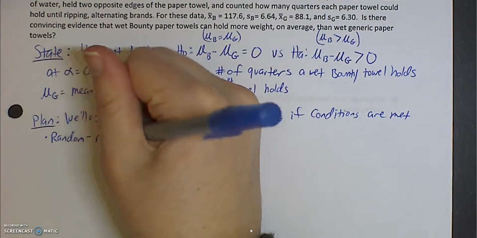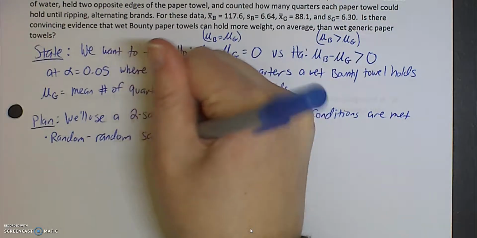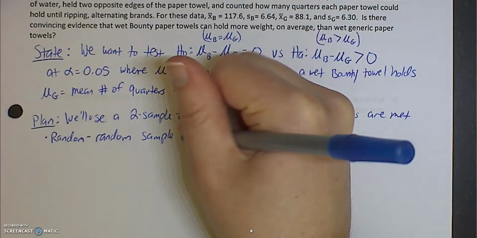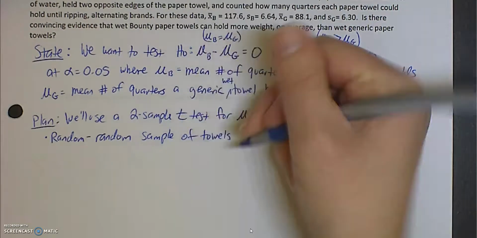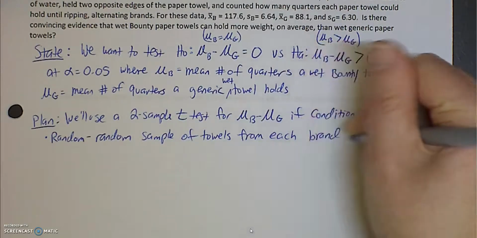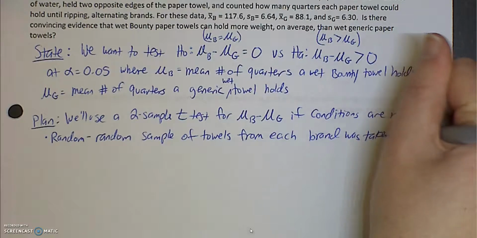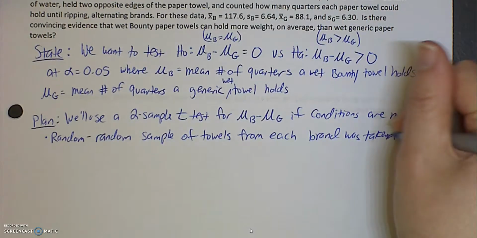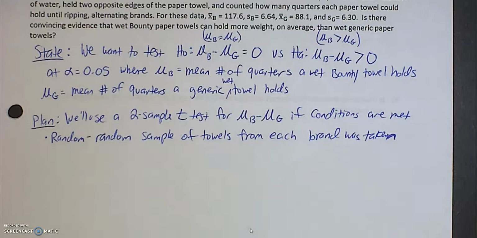So, random sample of towels from each brand was taken. That's the word taken. We need to check normal. So because it's means, we either have to look at the sample size and see if we can use central limit theorem, or if we can't do that, we will have to check to see if the distributions look normal. That means that there's no outliers or skew.